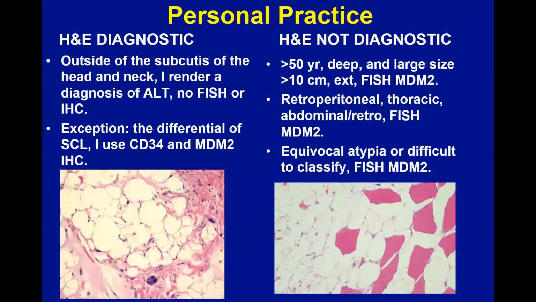So I incorporate a lot of the information from the previous two studies that we talked about based on size and age. So basically, if I get a mature fatty tumor and there's a deep-seated large tumor, greater than 10 centimeters, for example, in a patient 50 years of age or older, and I can't make the diagnosis on H&E alone, I will FISH it, okay? If it's a retroperitoneal, thoracic, abdominal, intra-abdominal tumor, and again, the H&E is not diagnostic, I will FISH it. If I look at it and I'm just not sure, it has somewhat equivocal atypia, it's not at the magnitude that I would like or doesn't meet my personal threshold for establishing a diagnosis, I will FISH it. But again, the breakdown here is between the H&E being diagnostic and H&E not diagnostic, and I think that follows the Emory recommendations quite well.